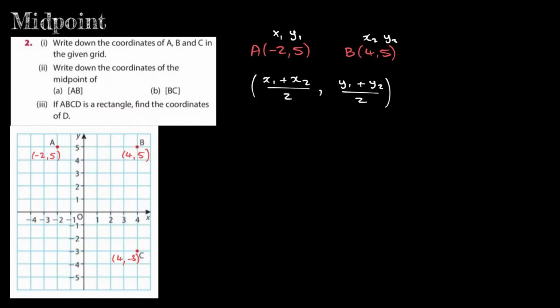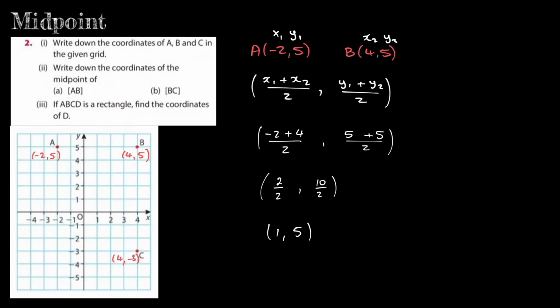So instead of x1, I put in the value of x1, which in this case is -2. Plus x2, the x2 value is 4, and divide by 2. Comma, the y1 value is going to be 5, and I'm going to add to that the y2 value, which is 5, and divide that by 2. So that will give me 2 over 2, and it will give me 10 over 2. So my final answer there is going to be 1 and 5.